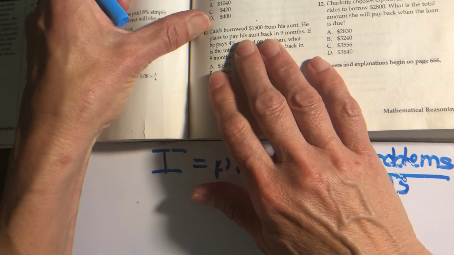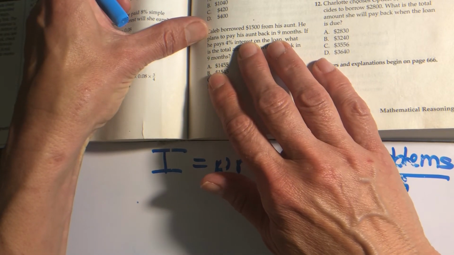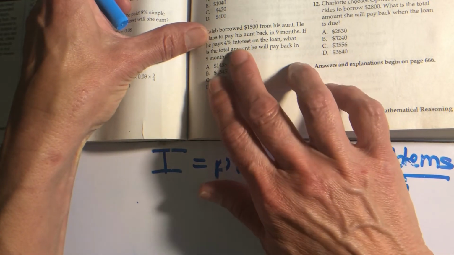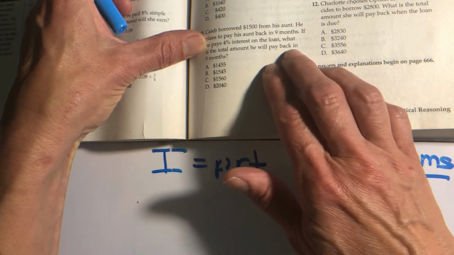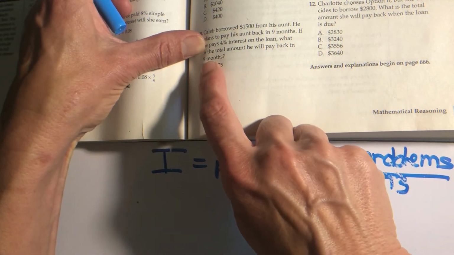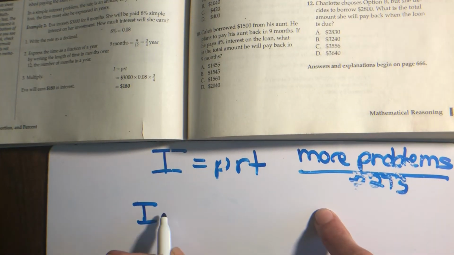Caleb borrowed $1,500 from his aunt. He plans to pay his aunt back in 9 months. If he pays 4% interest on the loan, what is the total amount he will pay back in 9 months? So 2 things. They gave it to us in months, and they want the total amount he'll pay back. Write your formula, I equals PRT.